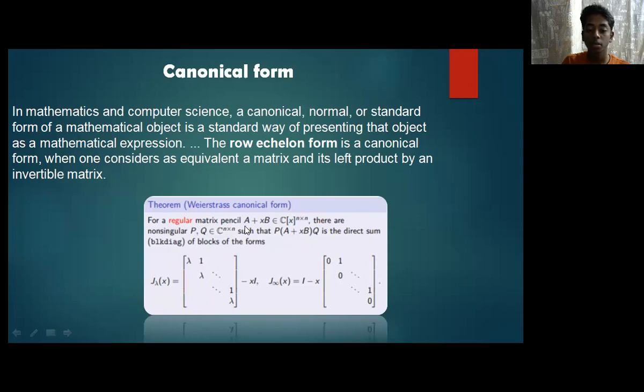For a regular matrix pencil A plus xB in C, there are non-singular P, Q in C such that P(A plus xB)Q is a direct sum of blocks of the forms. Means P(A plus xB)Q is equal to the sum of the blocks of the forms. Here we can see the blocks J_lambda(x) and J_infinity(x) are blocks of these forms.